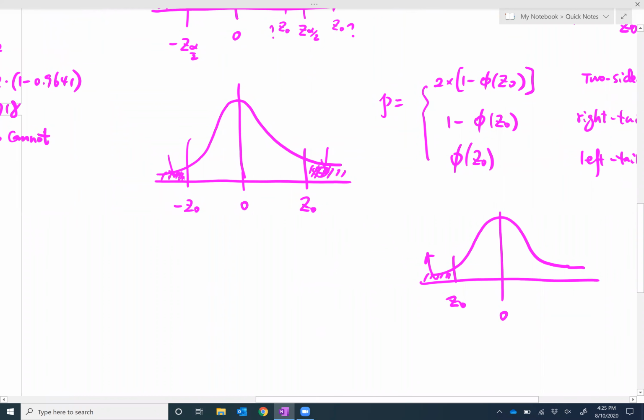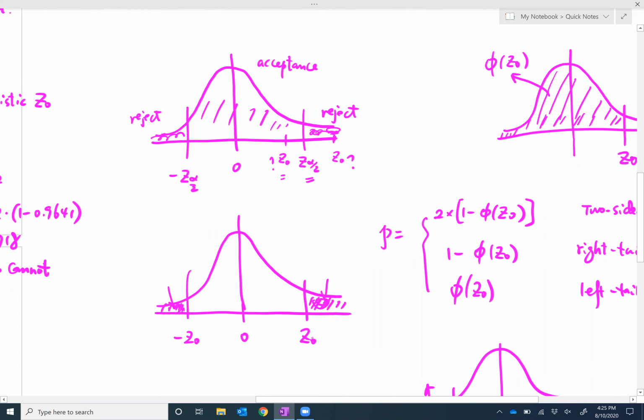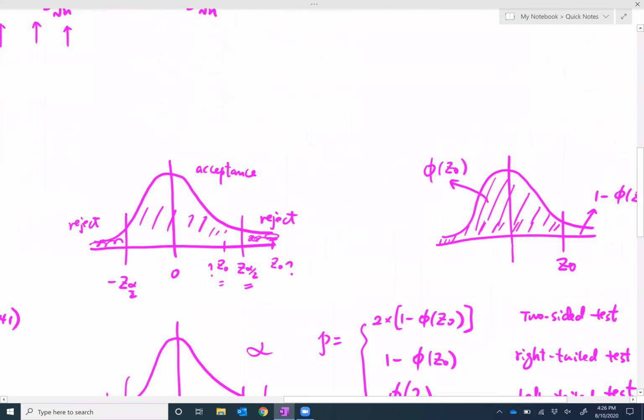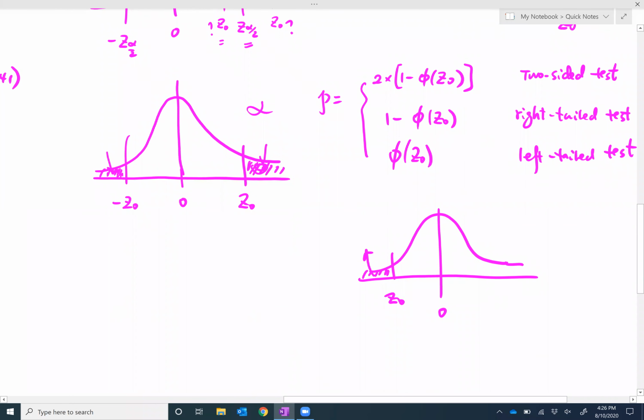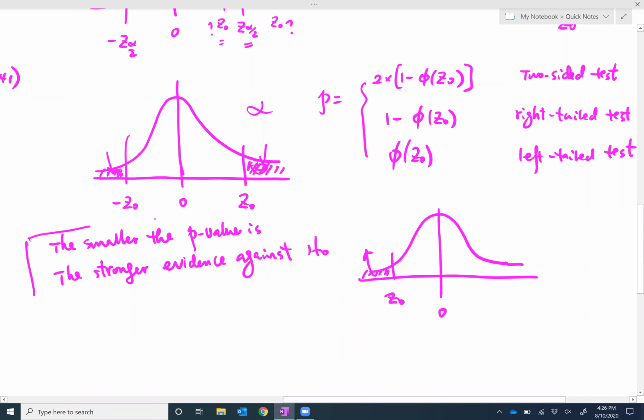And then you compare, because in this one we are using z0 compared with critical values. But here, if you know where z0 is, you will be able to know this area, and then compare it with the significance level alpha, whether it's greater than alpha or smaller than alpha. And please note, for the p-value approach, the smaller the p-value is, the stronger the evidence against the null hypothesis H0. This is very important, okay?